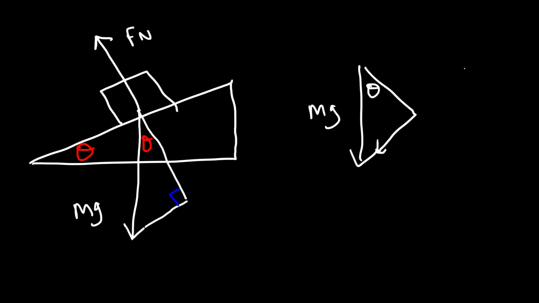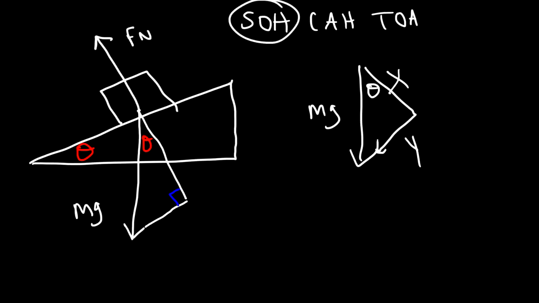Now, let's call this x and let's call this y. In terms of mg, what is x and what is y? What would you say? Perhaps you heard of the term SOHCAHTOA in trigonometry. The first part means sine is equal to the opposite side divided by the hypotenuse. Cosine is the ratio of the adjacent side of the right triangle divided by the hypotenuse. And tangent is the ratio of the opposite side to the adjacent side.